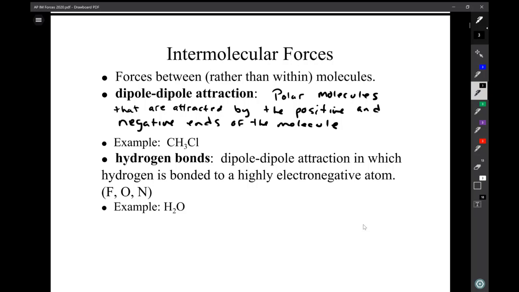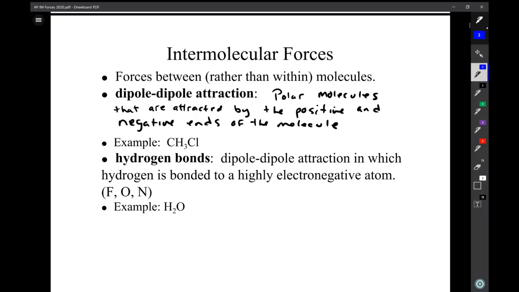Alright, we're going to talk about intermolecular forces in molecules, which means all nonmetal compounds. Intermolecular forces are the forces between molecules. This is what makes molecules stick together to form liquids or solids. Now, there are three different types of intermolecular forces in molecular compounds, and these are the first two.